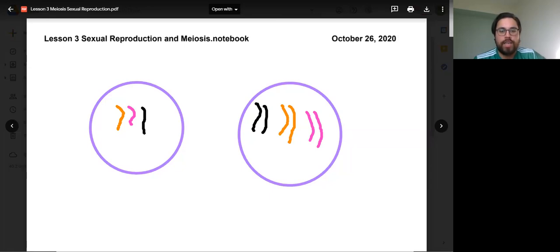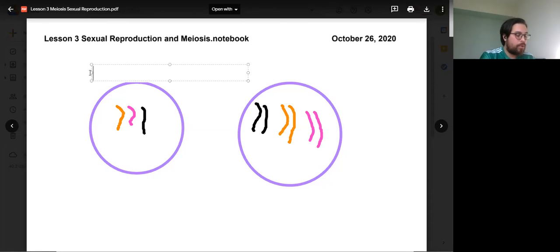Okay, most of us seem to be getting it. Okay, so haploid means half. Haploid means half. Some of you are guessing it. Good, keep going. Okay, which one on the left? What is it? Haploid or diploid? Good, good. The one on the left is haploid.